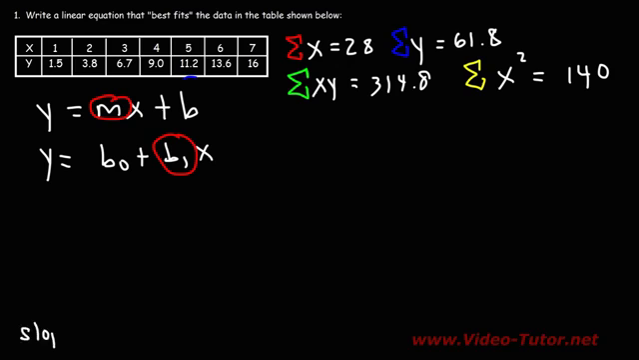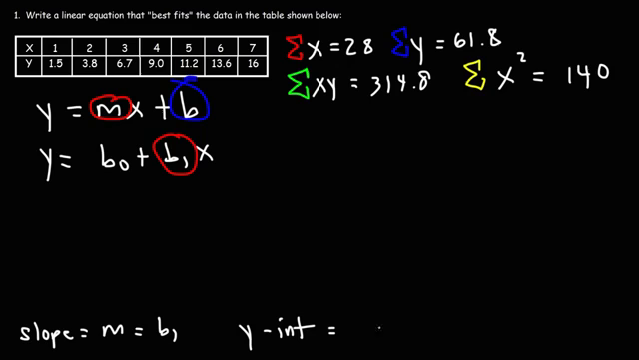So the slope of the line is equal to m, which is how you'll see it in algebra, but in statistics, you might see b1. Now the y-intercept in algebra is represented by the symbol b. So I'm going to highlight that in blue. In statistics, you'll see it as b0. So these two numbers, they're the same.